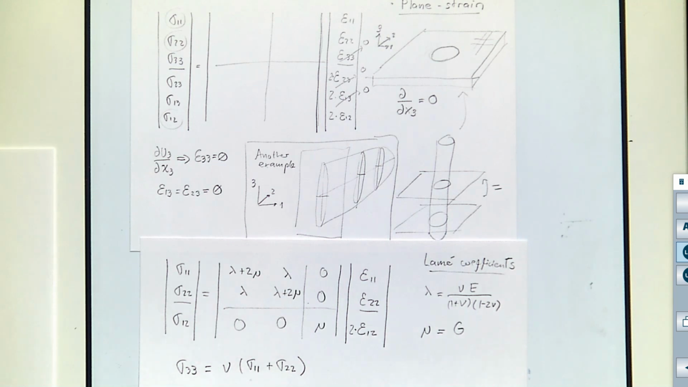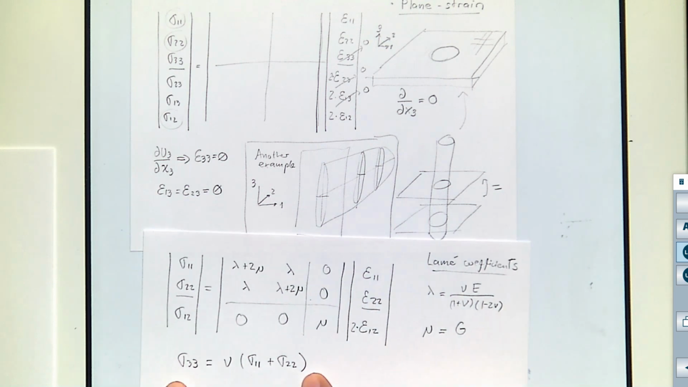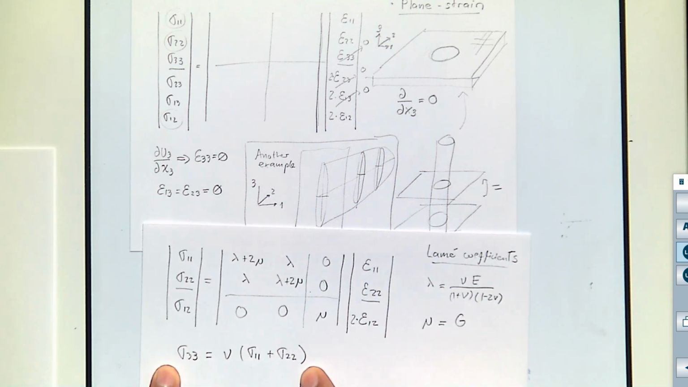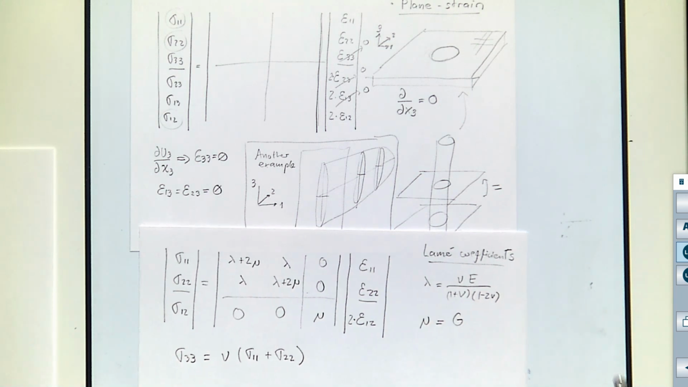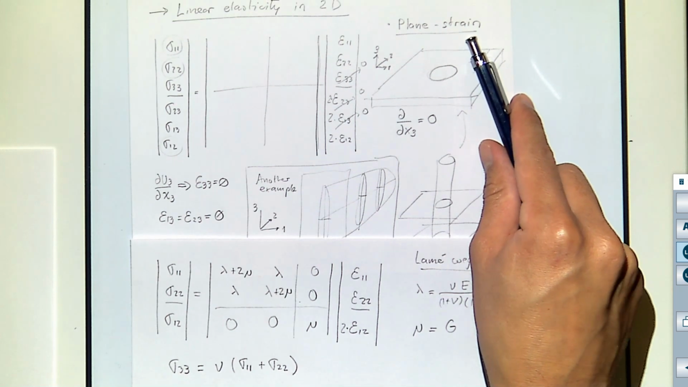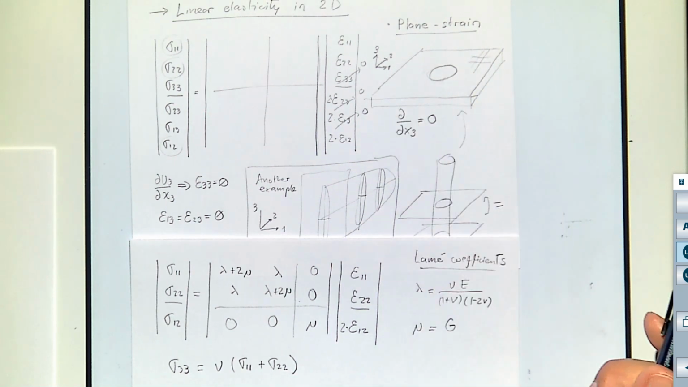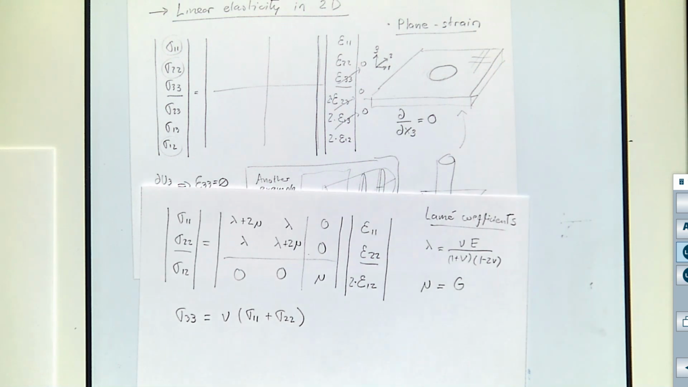So although we have reduced our problem to 2 dimensions just by solving sigma 11, sigma 22, and sigma 12, remember that still this is in 3 dimensions. It's just that we are simplifying the problem so there is no variation in direction 3. But we can still compute what is the stress in the third direction, sigma 33. This is what is called a plane strain model, because there is no strain in direction 3, but the stress in direction 3 is different than 0.